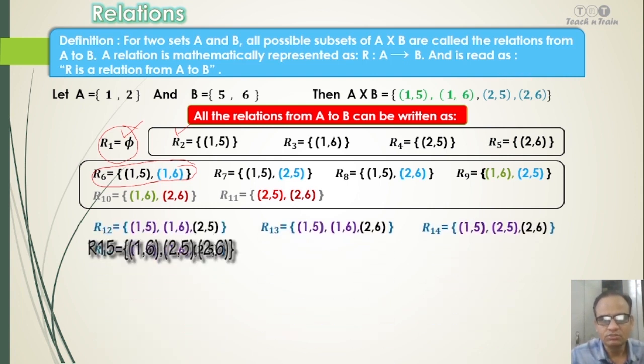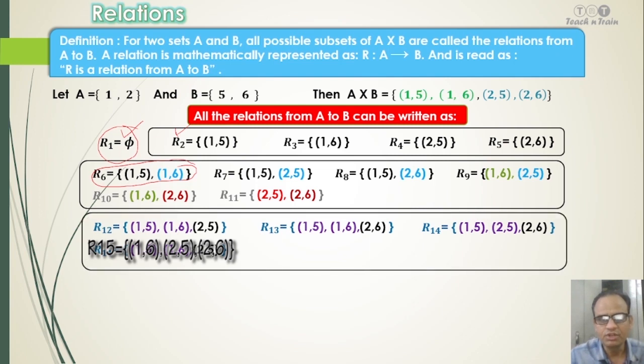After this, I'll select those ordered pairs of A cross B which contain 3 elements. To generate this type of set, I'll make groups with 2 elements and relate them with the remaining elements one by one. Meaning I'm going to make a group of (1, 5) and (1, 6), so I get R12 and R13. Next, I'll make the group of (1, 5) and (2, 5) and connect it with the next pair (2, 6). Here is a mistake. I've written 14 by mistake before and I'm changing it into relation number 15.